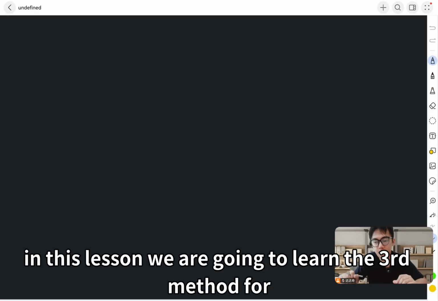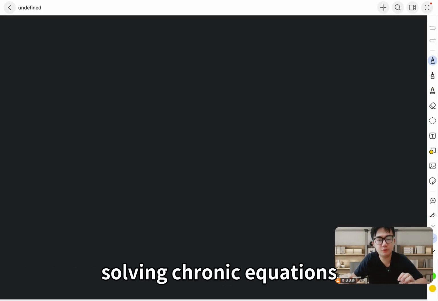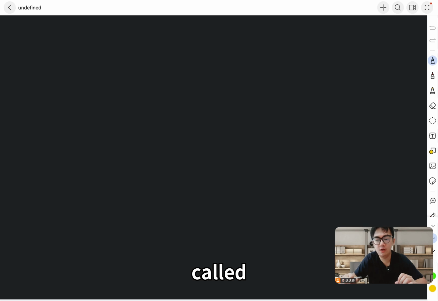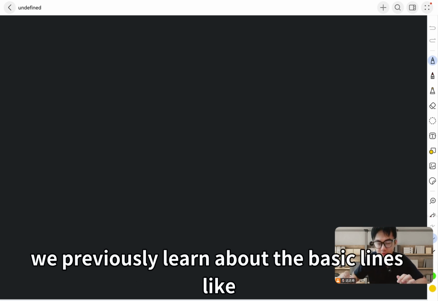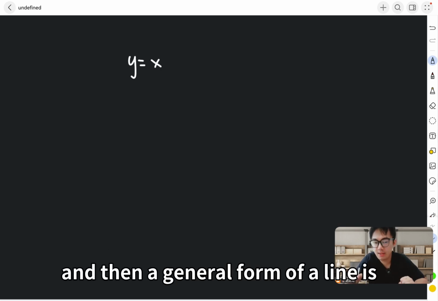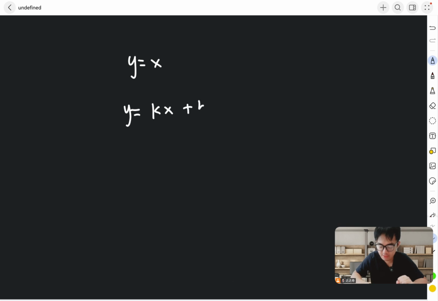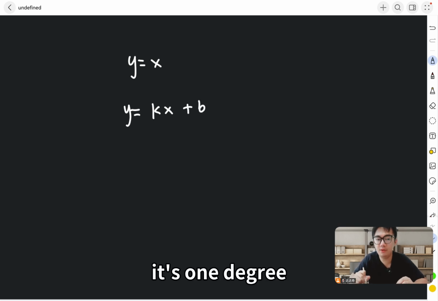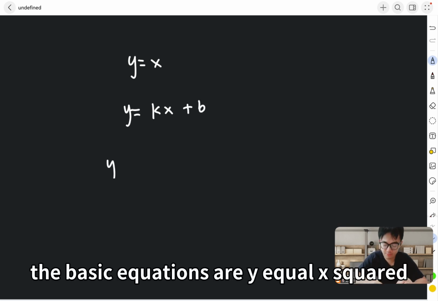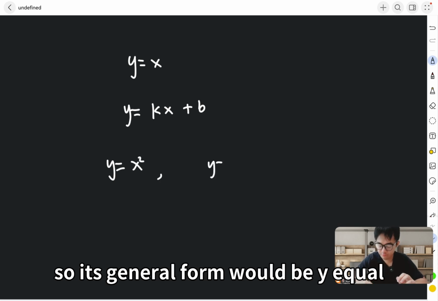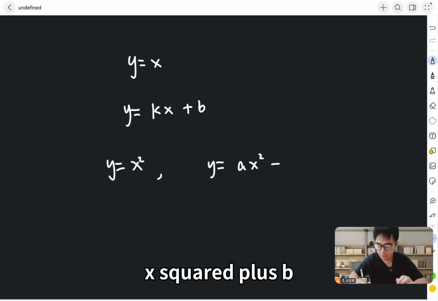In this lesson, we are going to learn the third method for solving quadratic equations, called the formula method. But before we start, let's review a bit. We previously learned about the basic lines like y equals x, and the general form of a line is y equals kx plus b. It's degree 1. And for parabolas, the basic equation is y equals x squared, so its general form would be y equals ax squared plus bx plus c.